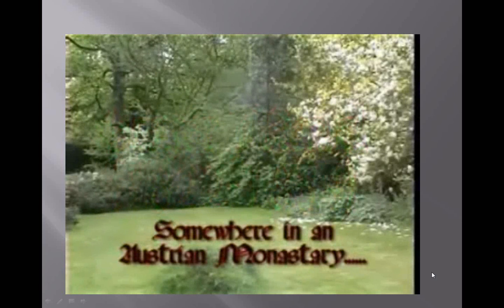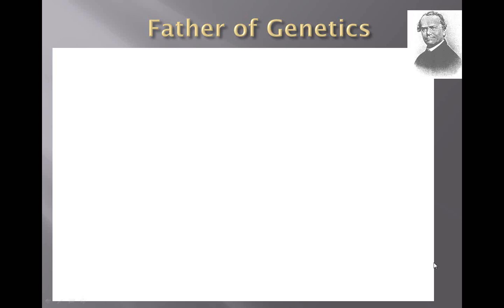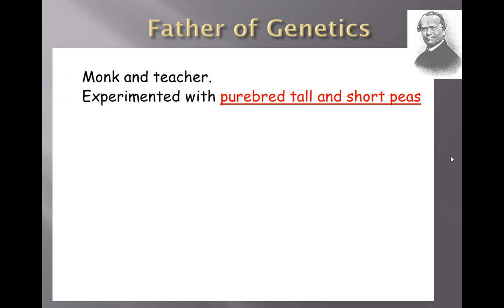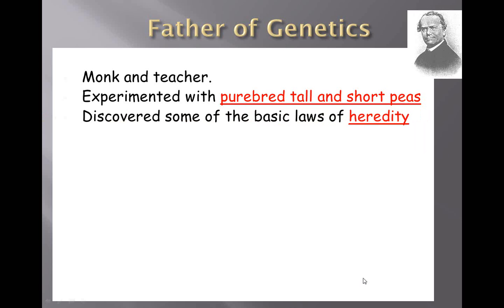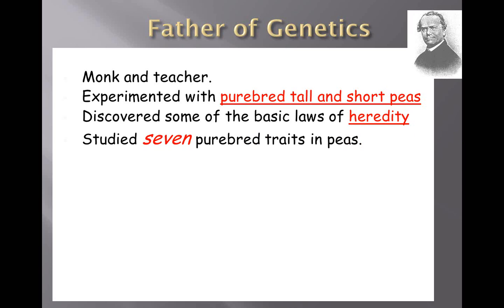So, I'm gonna talk about my long lost cousin, who was the father of genetics. He was a monk and a teacher. He experimented with purebred tall and short peas. He's the one that discovered the basic laws about heredity. He studied 7 purebred traits in peas. 7. Count them: 1, 2, 3, 4, 5, 6, 7.